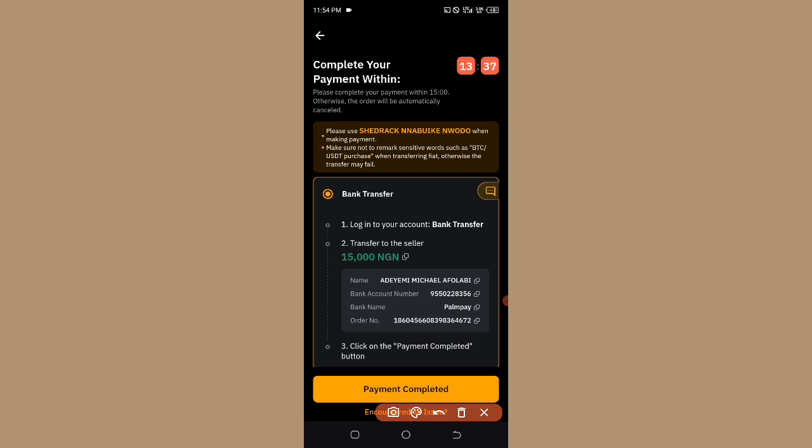Another thing you have to know is, as you are sending the money, don't write USDT at the remark or narration. If you write it, your money will not be sent successfully. So you don't need to write anything at the remark, or the highest you can write is just your name. So you just write your full name at the remark.